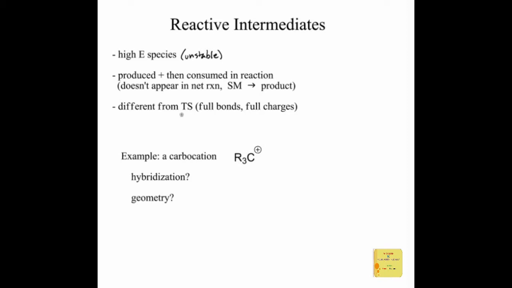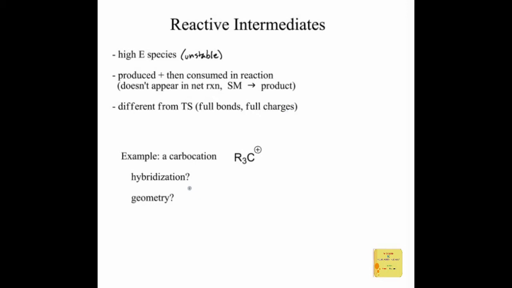It's also different from our transition state. Again, this will be more apparent when we look at some specific reactions and see the intermediates and the transition states. But the transition state is something that will have partial bonds and partial charges. Remember, the transition state is a very high energy maximum. A reactive intermediate has full bonds and full charges, so it's going to look better than a transition state, but it's still clearly going to be an unstable species.